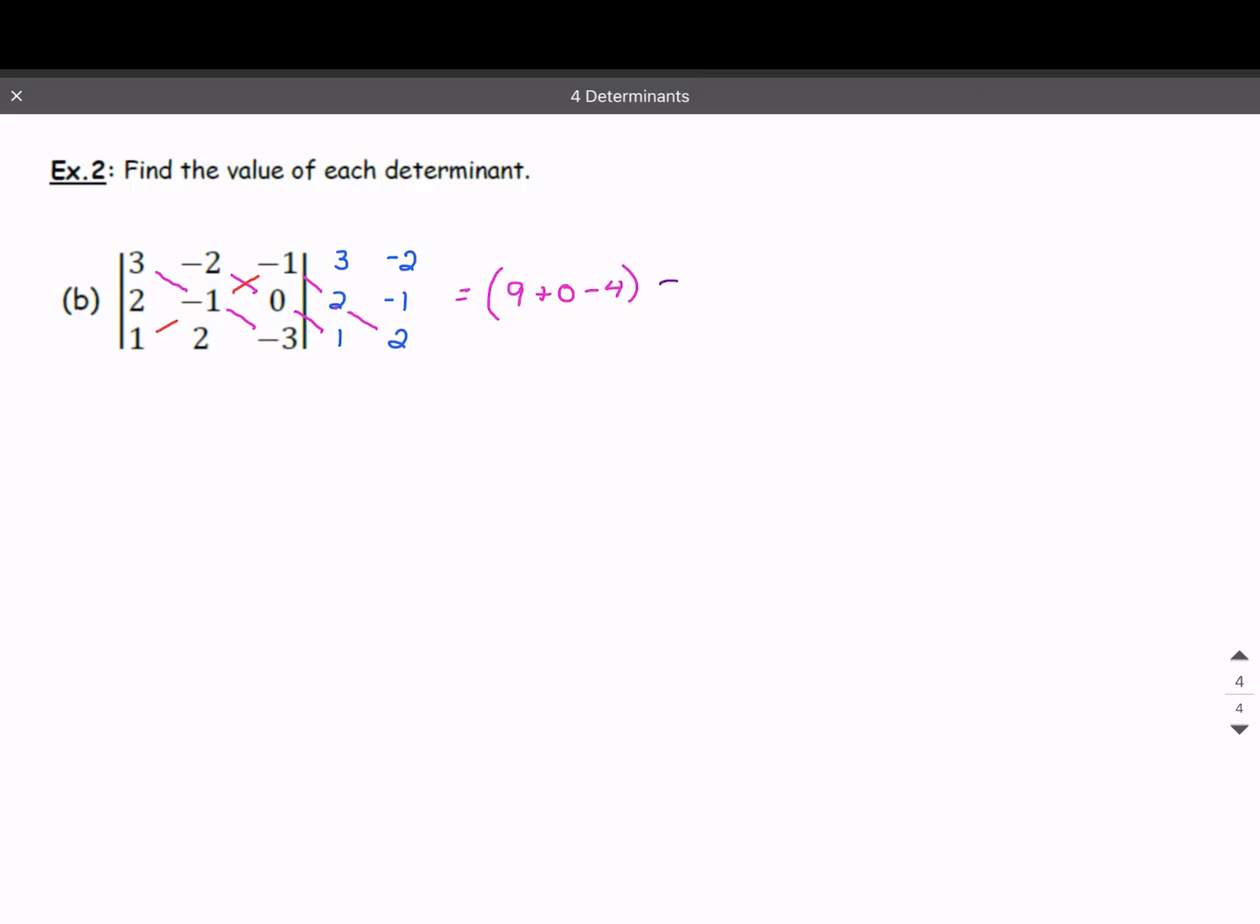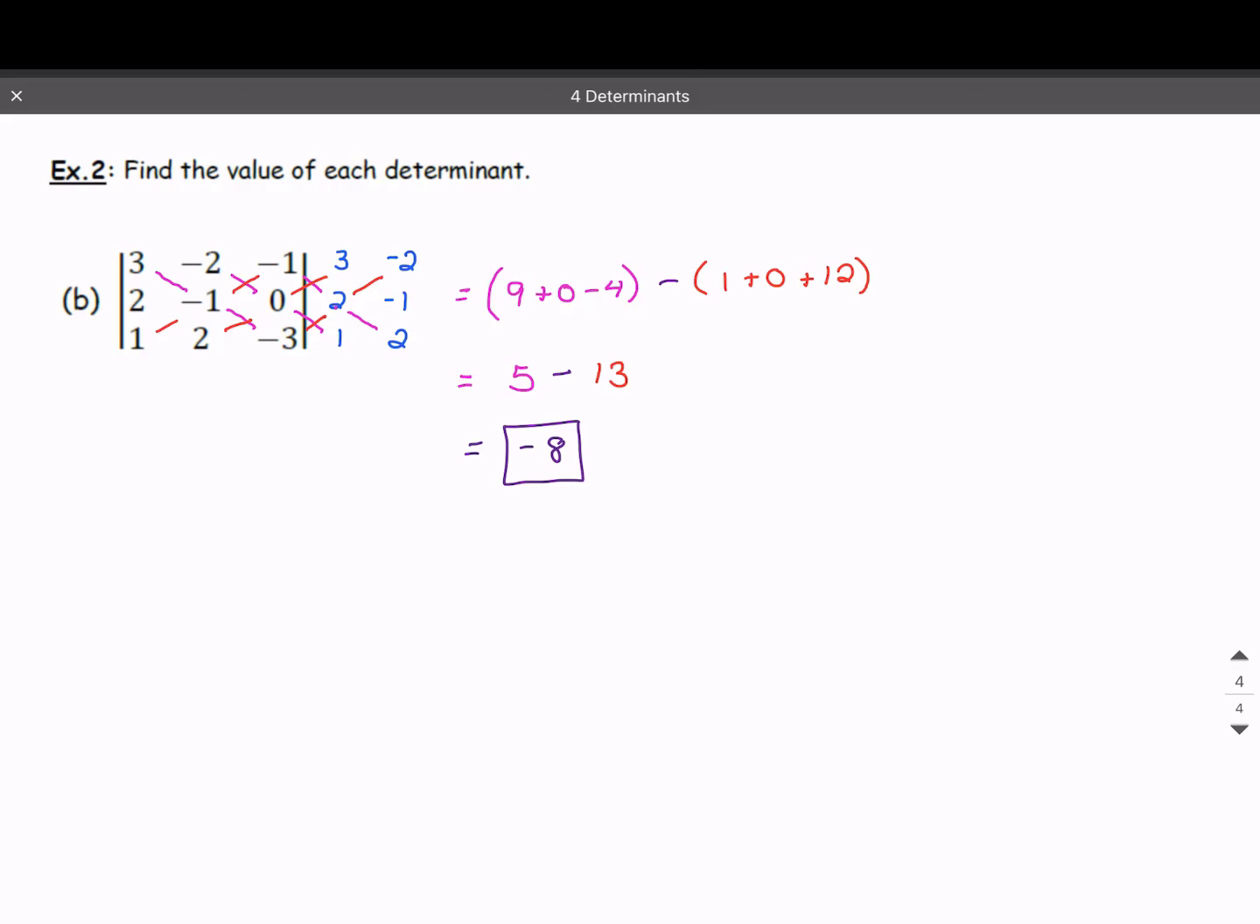1 times -1 times -1, that's going to be a +1. 2 times 0 times 3, that's 0. Plus -3 times 2 is -6. -6 times a -2 is a +12. Now we do a little bit of arithmetic here. 9 plus 0 minus 4 is 5, minus 1 plus 0 plus 12 is 13. And if we do 5 minus 13, we get -8. And that's the value of our determinant.